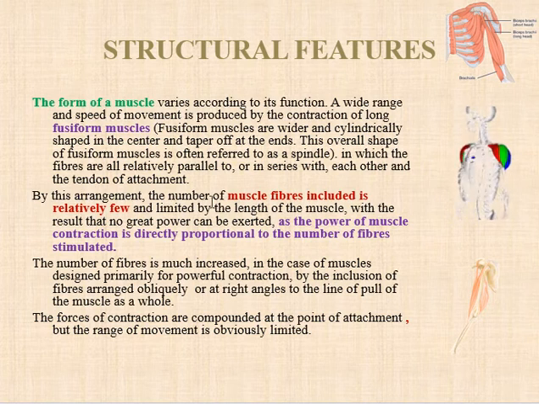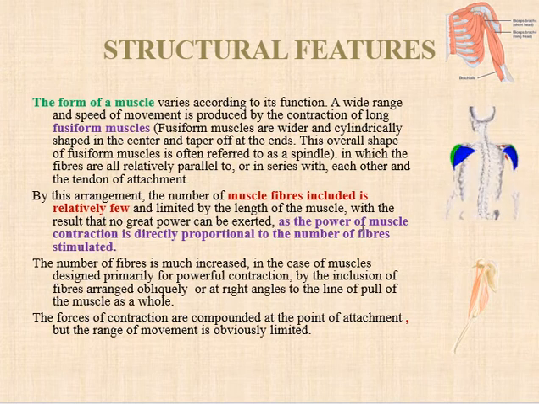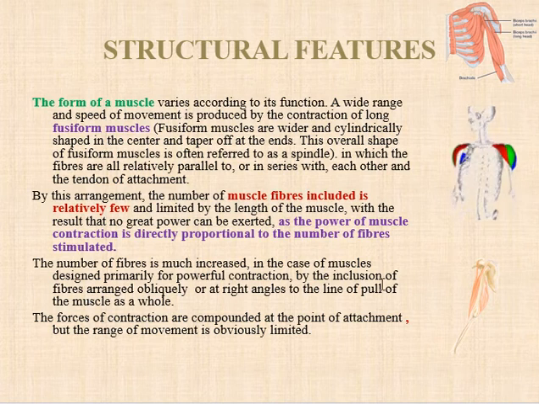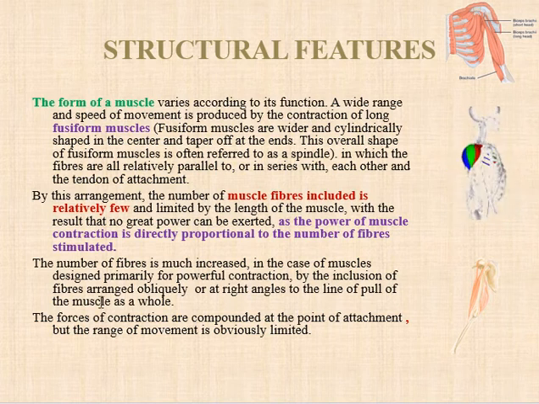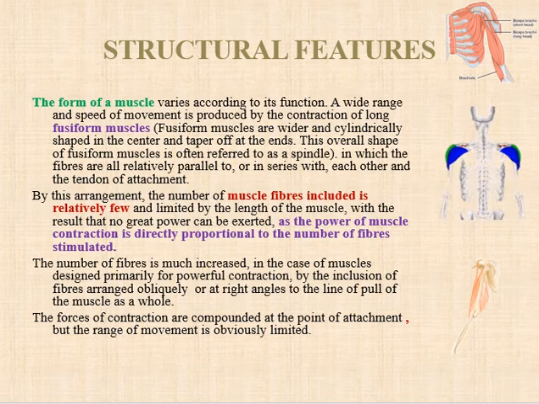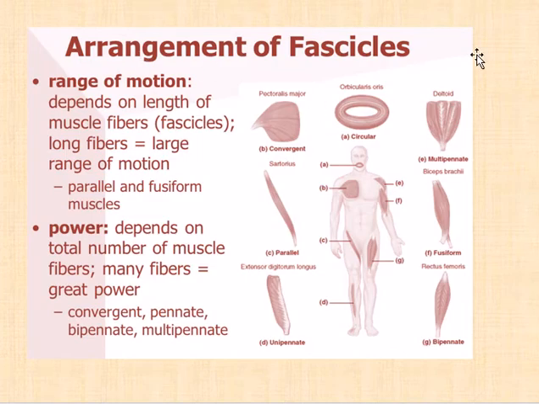By this arrangement, the number of muscle fibers included is relatively few and limited by the length of the muscle, with the result that no great power can be exerted, as the power of the muscle contraction is directly proportional to the number of fibers stimulated. The number of fibers is much increased in the case of muscles designed primarily for powerful contraction, by the inclusion of fibers arranged obliquely or at right angles to the line of pull of the muscle as a whole. The forces of contraction are compounded at the point of attachment, but the range of movement is obviously limited. Look at this arrangement of the fascicles.